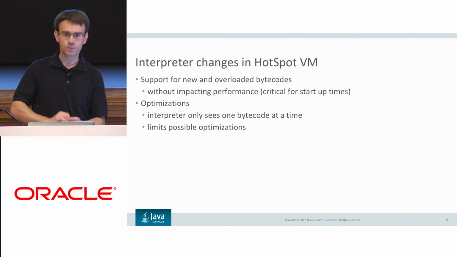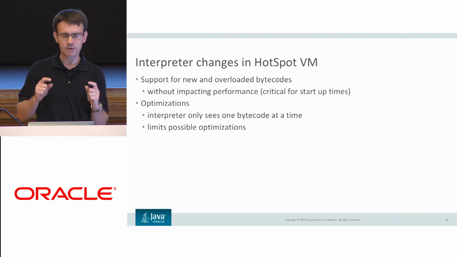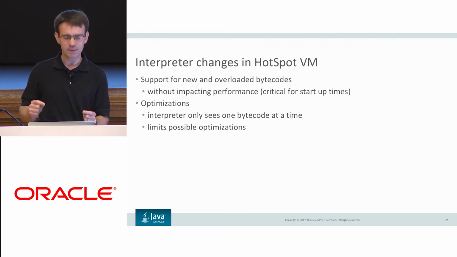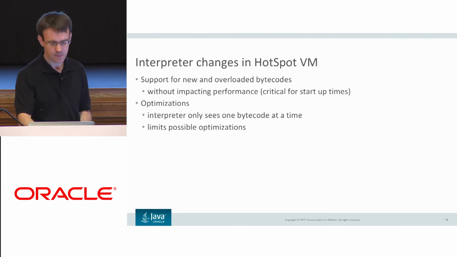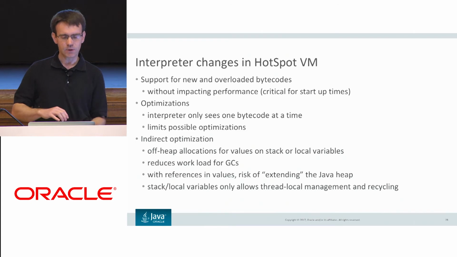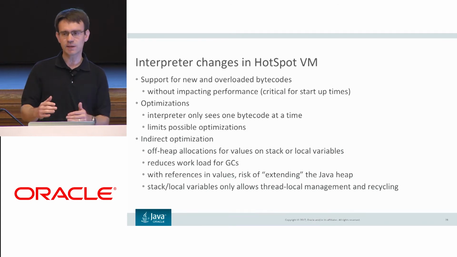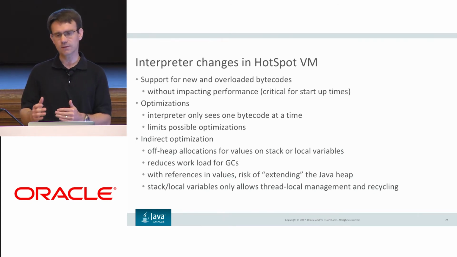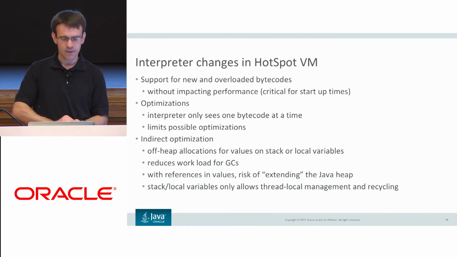Then we looked at optimizing the interpreter for value types. Unfortunately, the HotSpot interpreter can only see one bytecode at a time, which significantly limits the possible optimization. So we aimed for indirect optimization. If we cannot optimize the interpreter, maybe the interpreter can do something that will help another feature of the JVM.